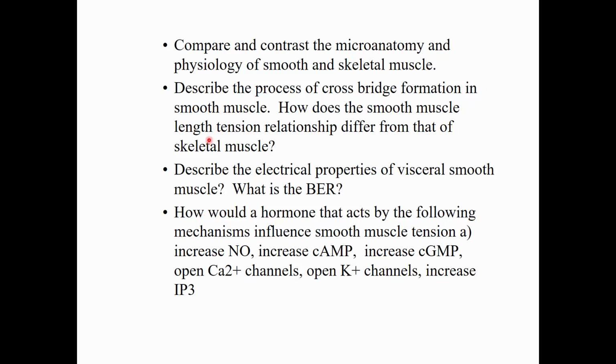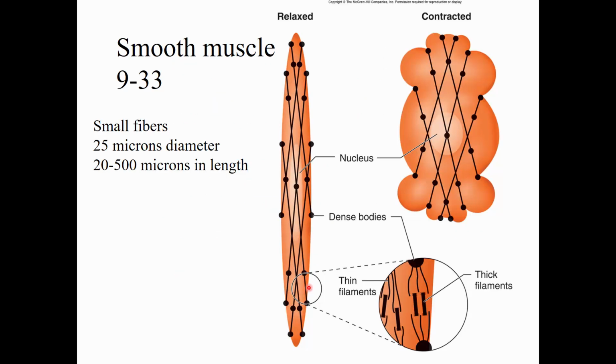And quite frankly, there really isn't a length-tension relationship. Or we could say the length-tension relationship is always changing in smooth muscle. Smooth muscle has some interesting electrical properties. There are different ways to stimulate smooth muscle. We're going to talk about something called the basal electrical rhythm and talk about how some hormones and neurotransmitters and various things can affect smooth muscle.